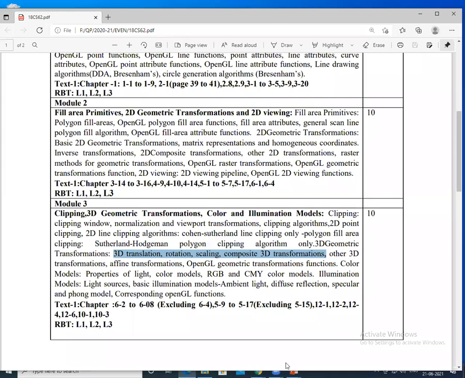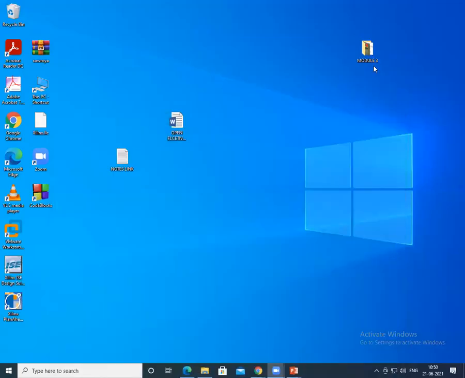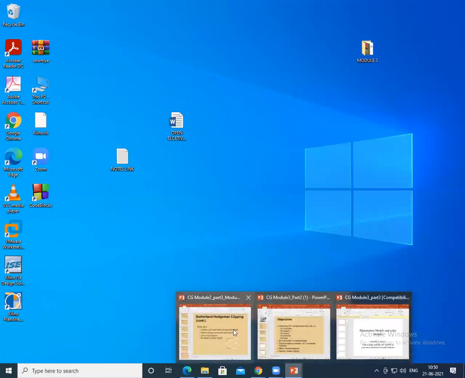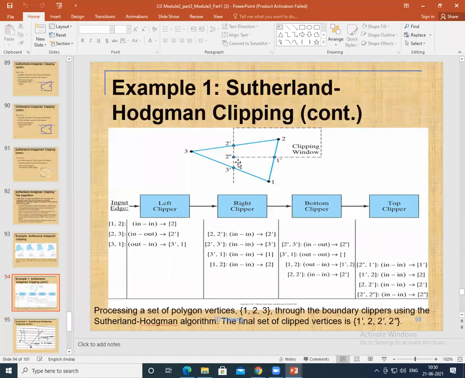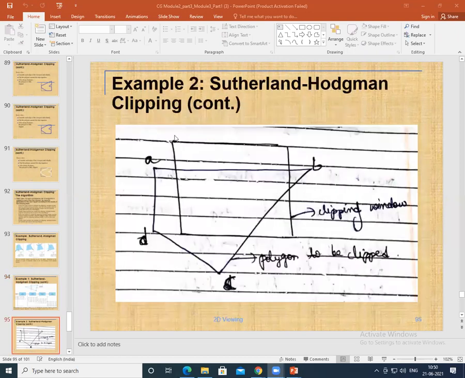So the problem that I had given you is on Sutherland-Hodgman, right? So this was the problem. So hope all of you have understood how the clipping algorithm works when you clip this particular polygon, right? The concept of left clipper with respect to this polygon, then right, bottom, top clipper. Now, this is the problem I had given you. Hopefully, the screen is visible, right? So in this case, how do you solve this Sutherland-Hodgman clipping?